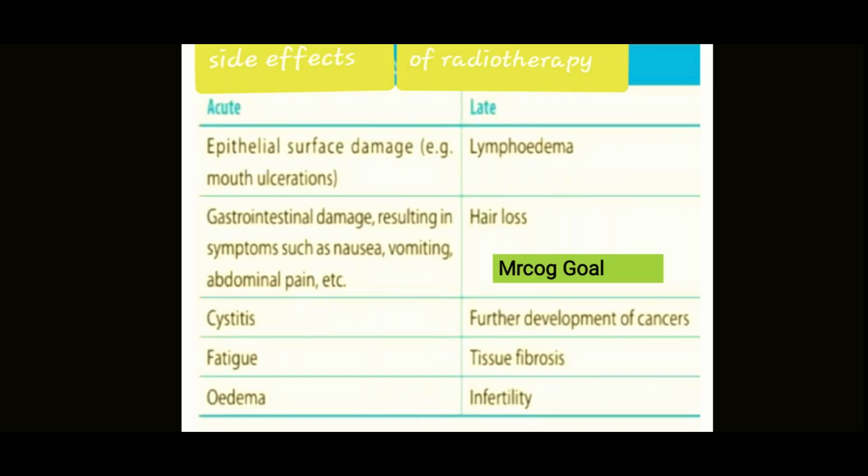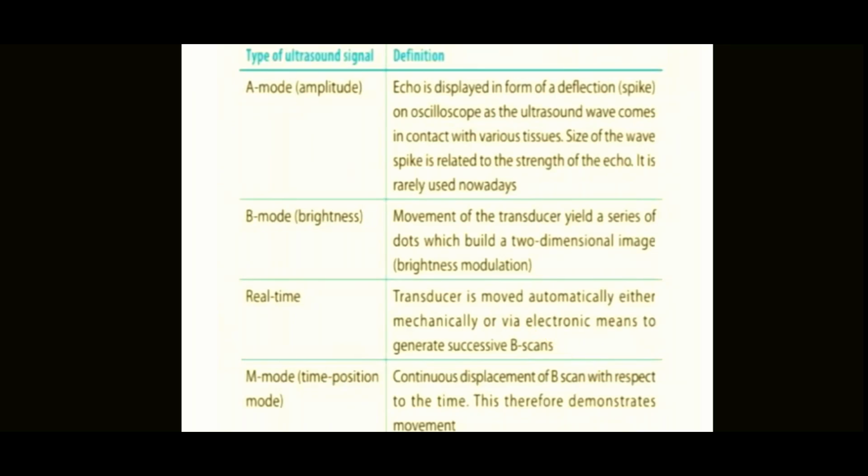So these are the side effects of radiotherapy. You should remember the acute ones are epithelial surface damage causing mouth ulcerations, gastrointestinal damage causing nausea, vomiting, abdominal pain, cystitis, fatigue, and edema. The late ones are lymphedema, hair loss, further development of cancers, tissue fibrosis and infertility, right? So it can be gonadotoxic too.